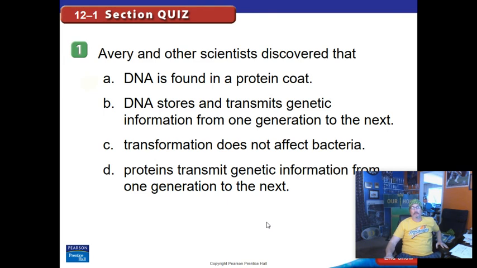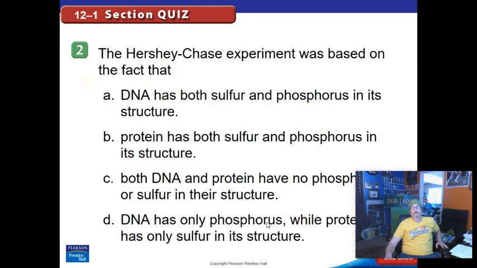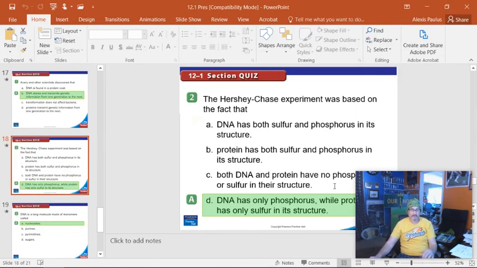Okay, Avery and other scientists discovered that. Which one of these is correct? You got it. B. DNA stores and transmits genetic information from one generation to the next. The Hershey Chase. Oh my gosh. I thought I fixed these.